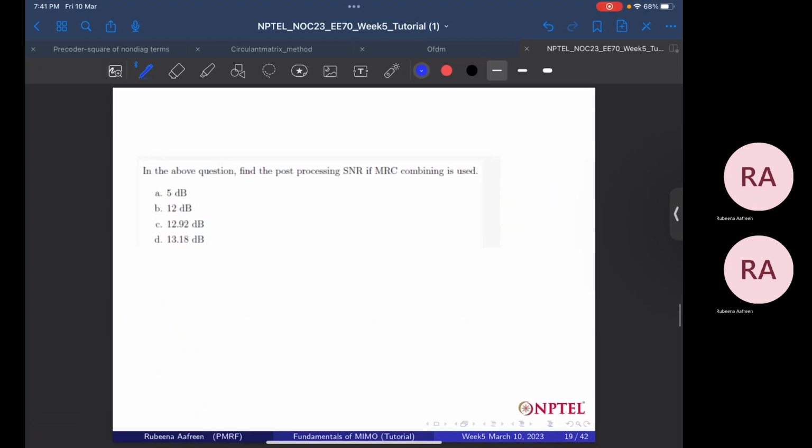Now you see here, in this question it is saying that in the above question, find the post-processing SNR if MRC combining is used. Now we know that the average post-processing SNR for MRC is M times the average SNR of each branch, right? And the post-processing instantaneous SNR is the sum from i equal to 1 to MR of gamma i.